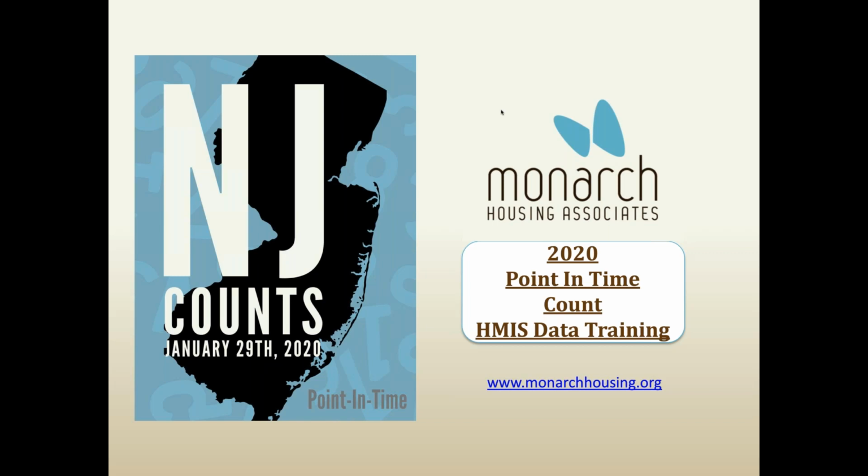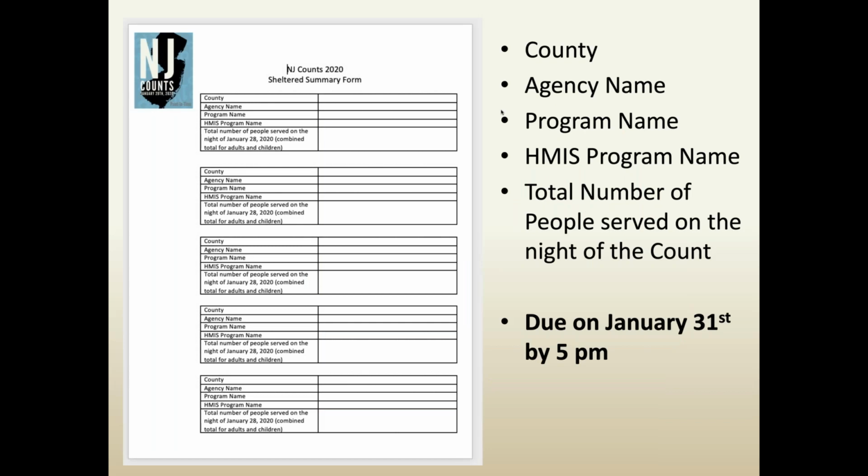So this is the portion of the training for those that are entering data into HMIS, any sheltering agencies, emergency shelter or transitional housing or hotel motel placement. So the first thing you're going to do is complete a shelter summary form, and you're going to send that to Monarch on January 31st by 5 p.m.